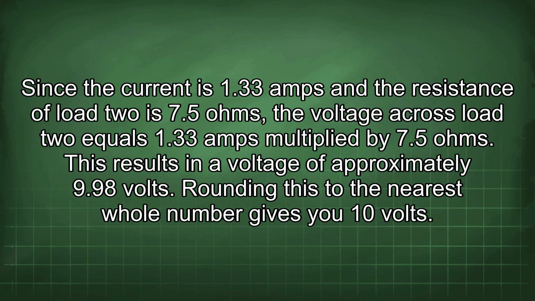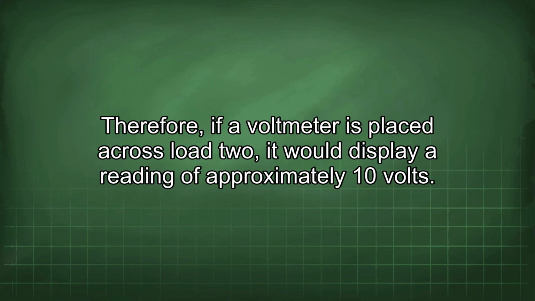This results in a voltage of approximately 9.98 volts. Rounding this to the nearest whole number gives you 10 volts. Therefore, if a voltmeter is placed across load 2, it would display a reading of approximately 10 volts.